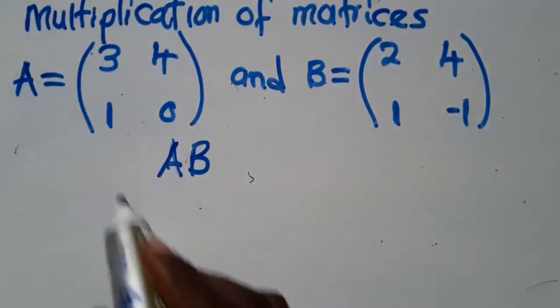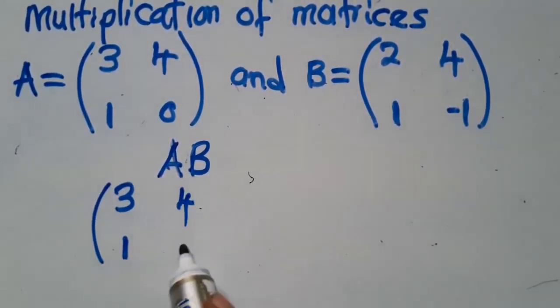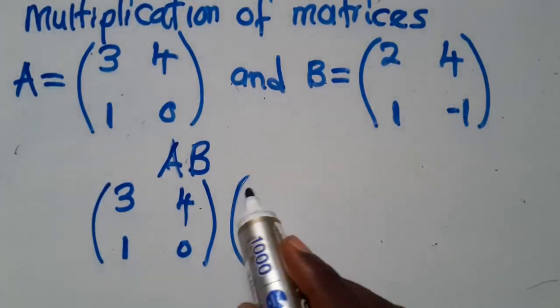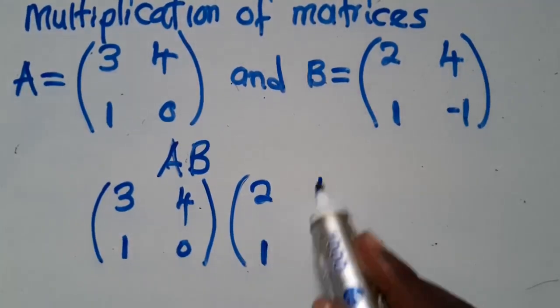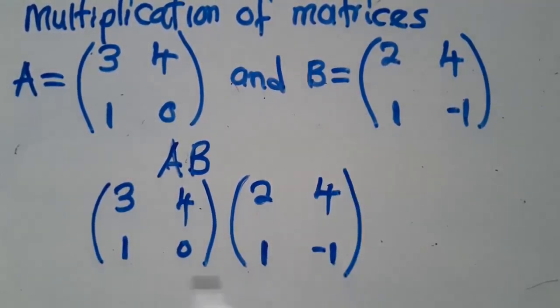Where is your A? Our A is that one, which is 3, 1, 4, 0. You put your B here. What is your B? 2, 1, 4, negative 1. This is what we do. Then we multiply these two. These are two matrices, so when we multiply them, we come up with one matrix.